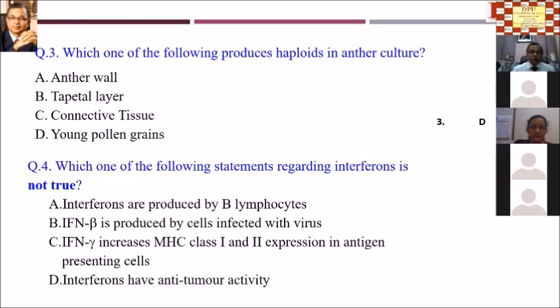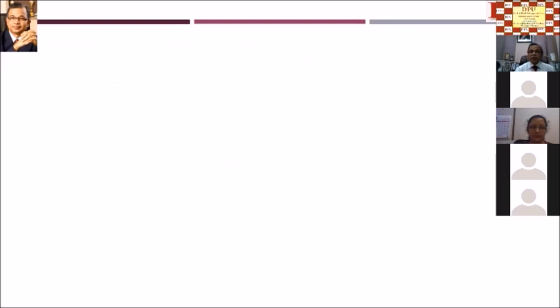If you come back from the end, D: interferons have anti-tumor activity. That is true. Interferon gamma increases MHC class 1 and 2 expression in antigen presenting cells. That's true. Interferon beta is produced by cells infected with virus. That is true. And then what remains is option A, and that is the answer, because interferons are produced by lymphocytes. That is not true. They are produced by many other cells, and lymphocytes generally do not produce interferons.